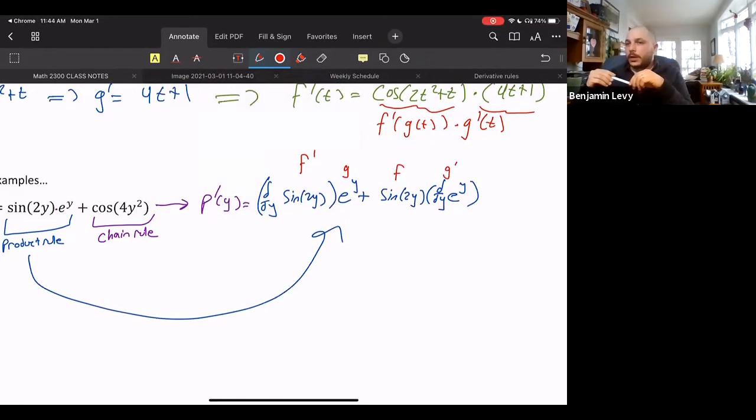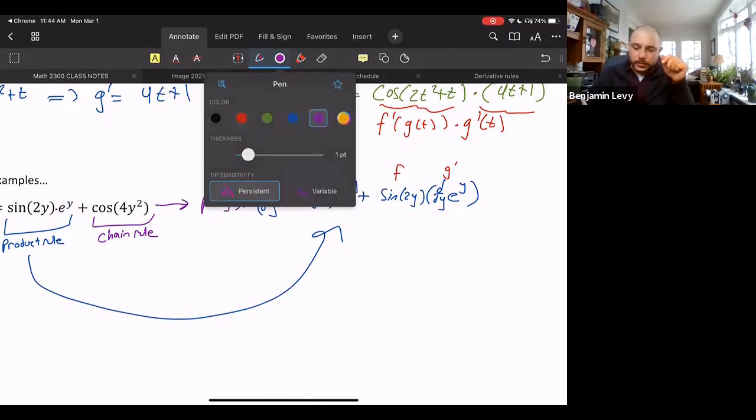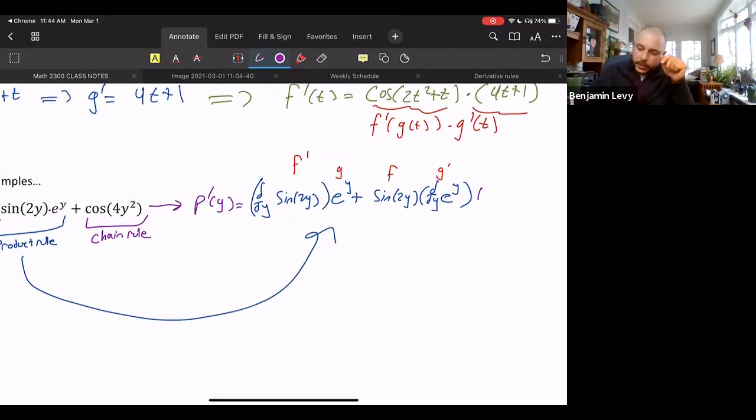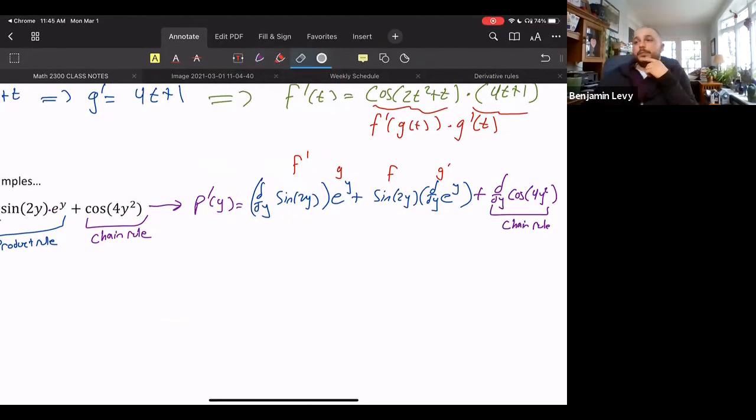And then when we do the chain rule for the second piece, it's going to be in purple. Right? So the second piece is going to be the derivative of the cosine part. And we'll need to do the chain rule on this one. Might as well just label this. Everything else is labeled.